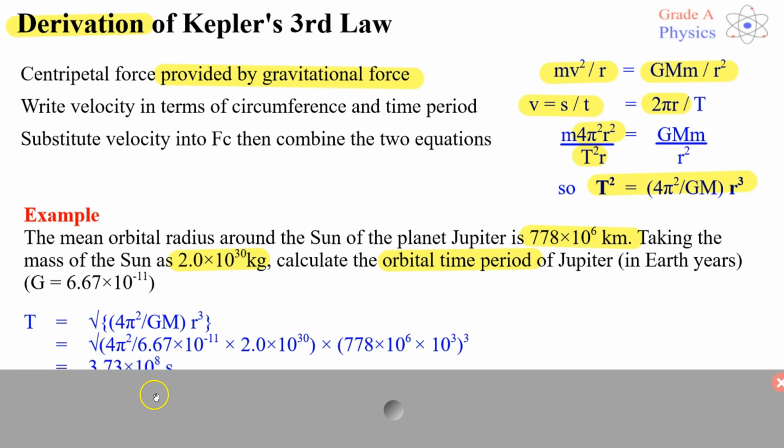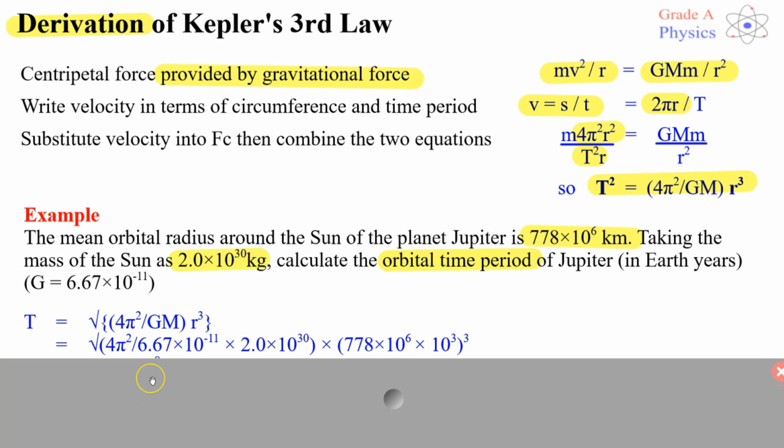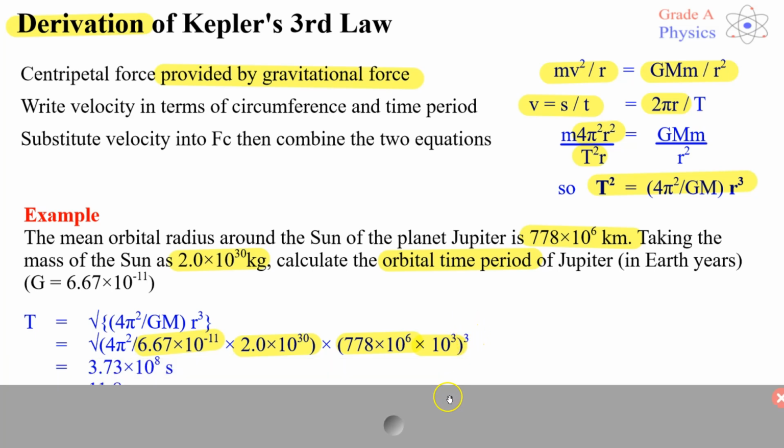There's a lot going on here in our substitution. So good calculator technique is very, very important. So we have 4 pi squared on the top. That's straightforward. We've got big G here, multiplied by big M, which is the mass of the sun. That's the object in the middle. And we've also got r cubed on the bottom. So watch out for kilometers. So we've got 7.78 times 10 to the 6 kilometers multiplied by 1,000 to give us meters. And then we have our cubed operation there. And you should work it out, don't forget to square root.